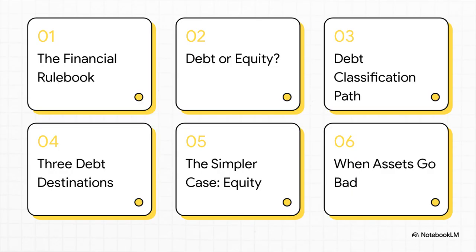Here's the game plan for today. We'll start with the basic rulebook. Then, we'll follow the two main paths for classifying assets. Are we talking debt or equity? We'll see where those paths lead, and finally, we'll cover the really important part. What happens when things go wrong?